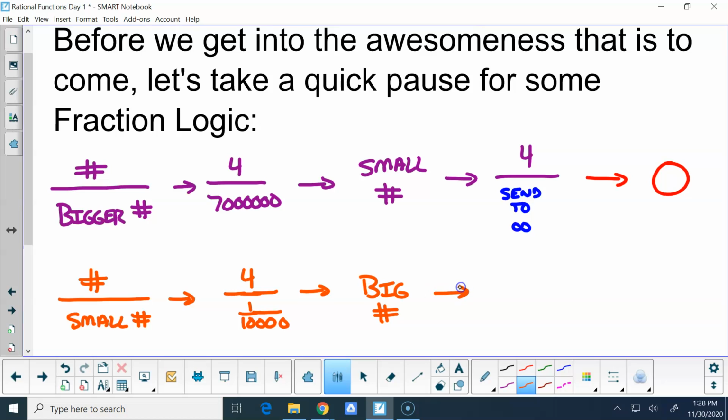So as we send this number to 0, we're actually going to infinity. Okay? And beyond. Yep. Now I understand. Gotcha.